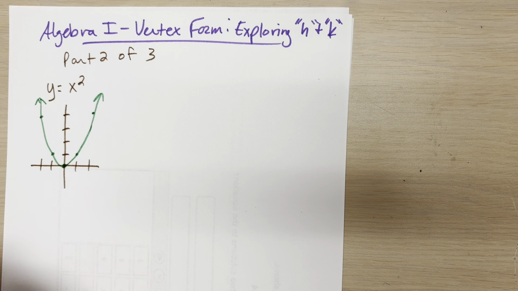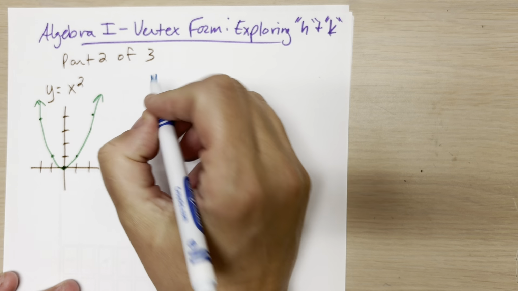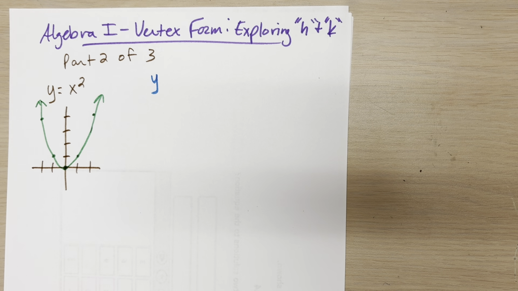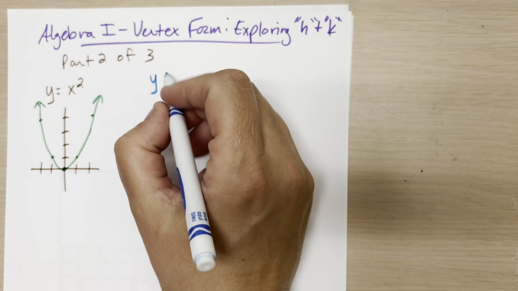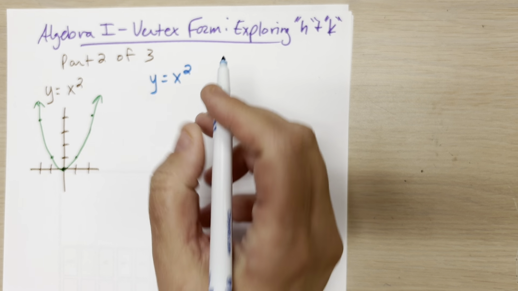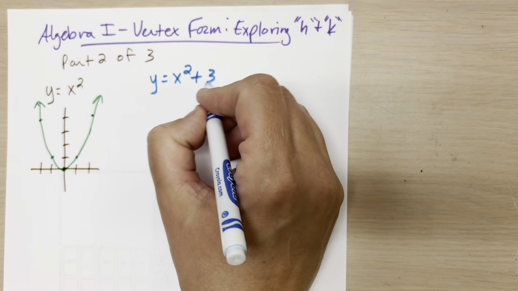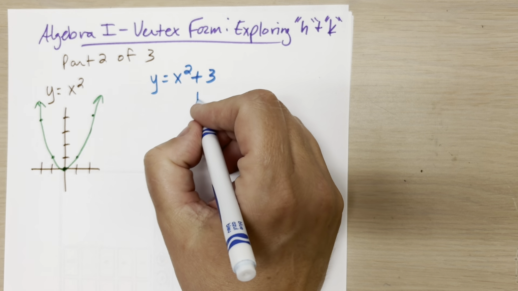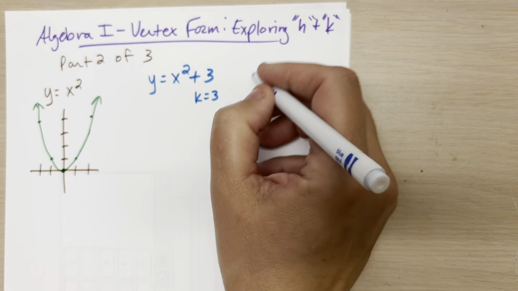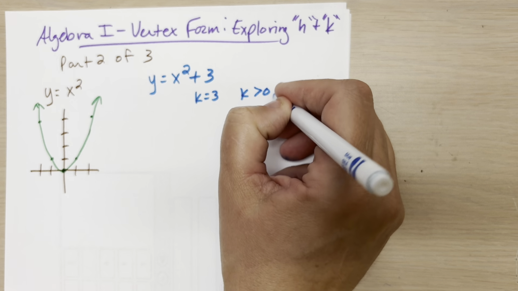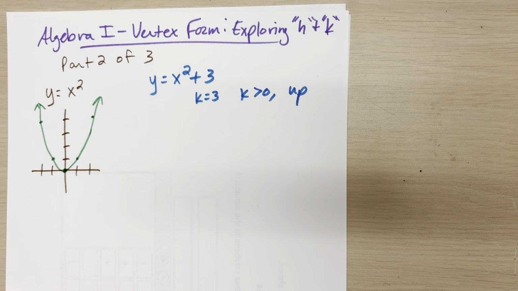Okay. So we're going to see what h and k do to these graphs. So let's look first at the effects of k, because I think that one's a little bit easier to deal with. H is a little sneaky, so we're going to wait and leave that. So let's say we have x squared plus 3. This k value is 3, and since k is positive, we're going to move up.